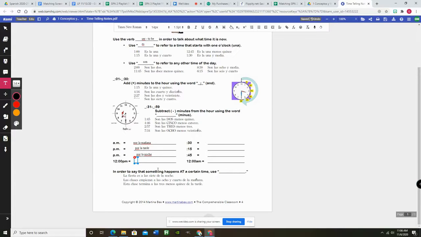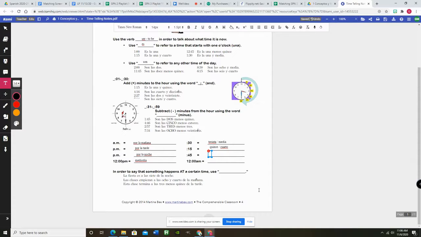12 o'clock p.m., that is mediodía or half day. Couple ways we can say 30. You can say 30 or media. It's feminine. For 15, you can say 15, or you could say cuarto. So if you're the kind of person who says quarter after, you can say cuarto. If you're the kind of person who says 15 instead, you can say 15. I have zero preference. I don't care which one you use.